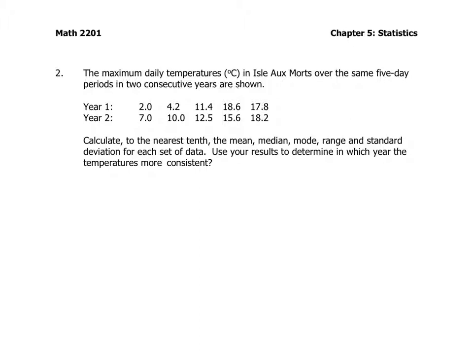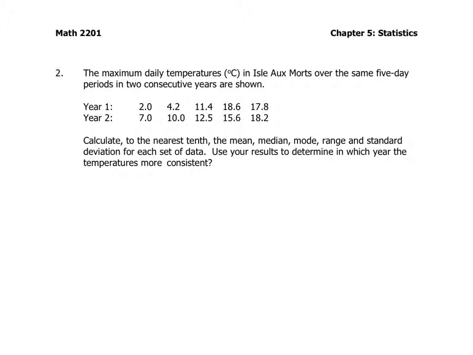As for the mean, for year 2, it would be 12.6. The median for year 2, the data are already in order, so the median should be 12.5. There would be no mode, and the range would be 18.2 take away 7, highest minus lowest piece of data, which is 11.2.